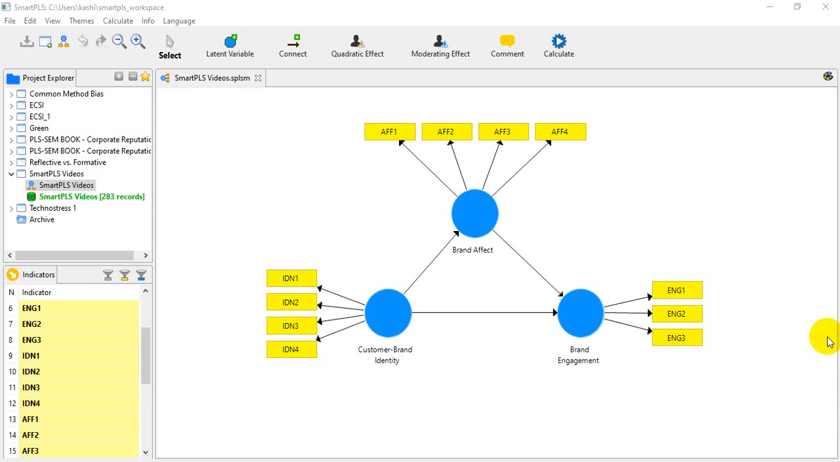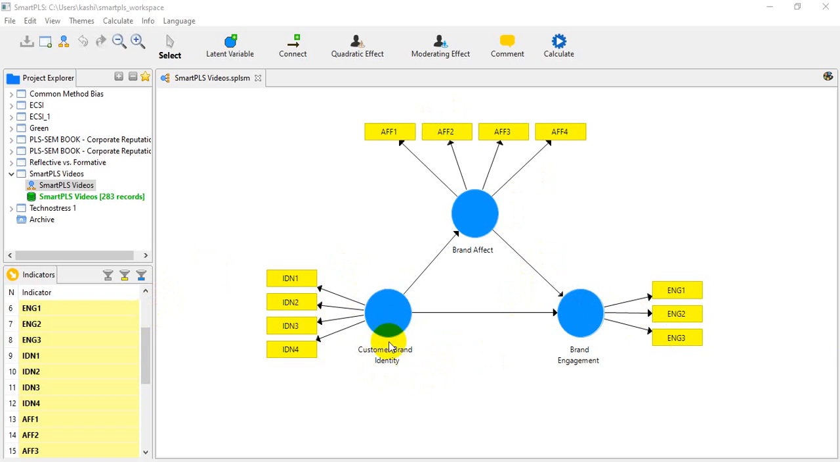Hello everyone. In this video we'll be doing simple mediation analysis in SmartPLS, which essentially uses PLS-SEM. Okay, so let me show you here what I've done. I have taken three variables here.